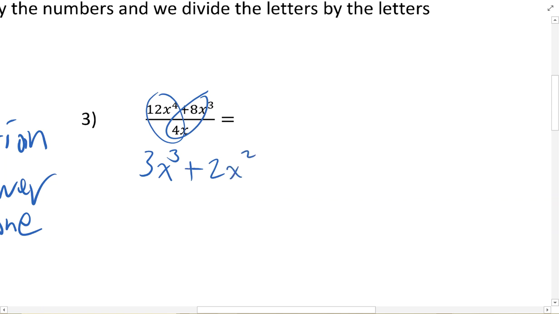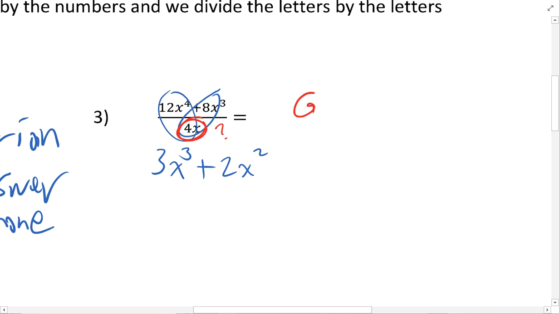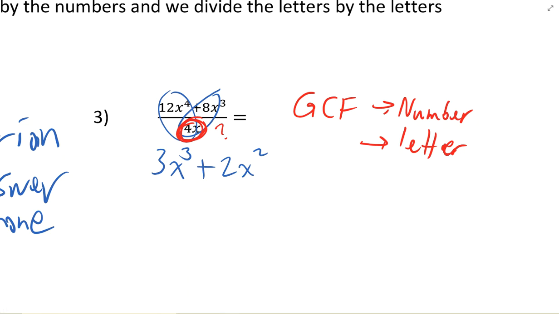The only difference between today and yesterday is now you have to figure out what that number is that divides by both numbers, or all three, or all the numbers up top. That's called your GCF. The GCF has two parts: a number part and a letter part. You need to think of them separately and then put them together for a single monomial in this case. And so we're going to go and do that.